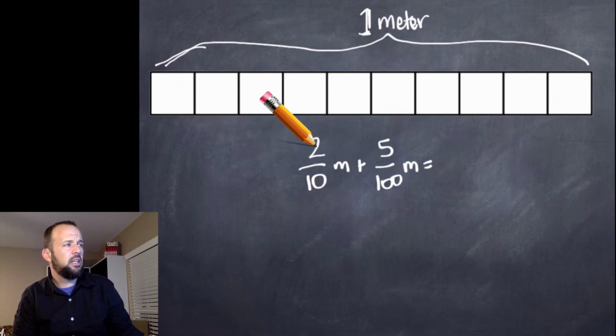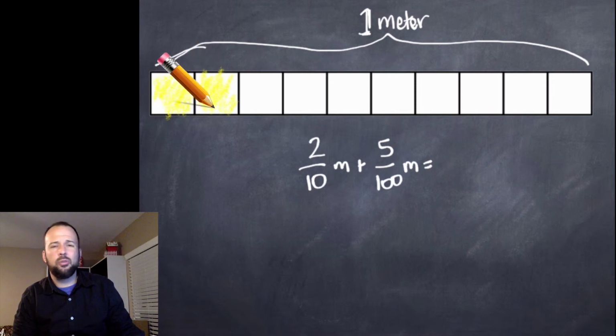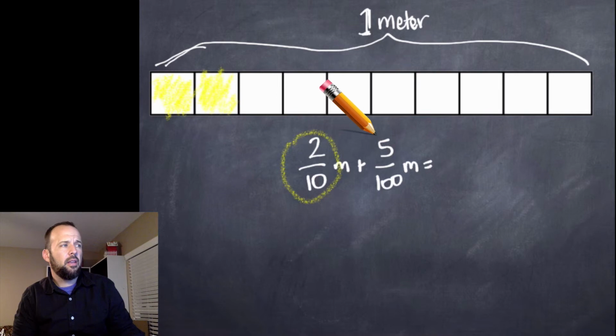First, I'm going to shade in 2/10 because I've already broken this into tenths, so that's going to be pretty easy to do. Let me grab myself a crayon here, and we're going to shade in 2/10. 1 and 2. So that's easy enough. We can represent those 2/10 right away. Now let's take a look at this 5 1/100ths. I don't have hundredths on here yet, right?